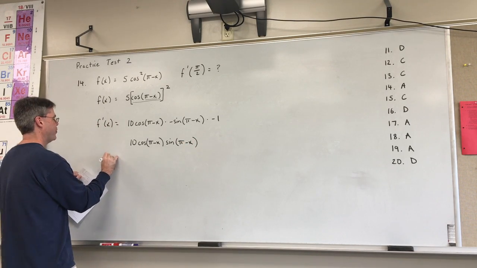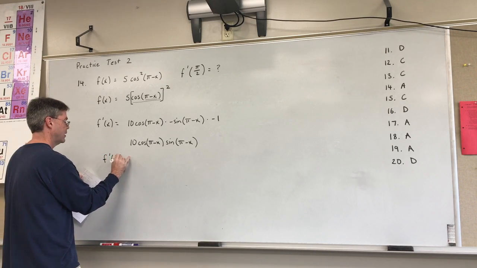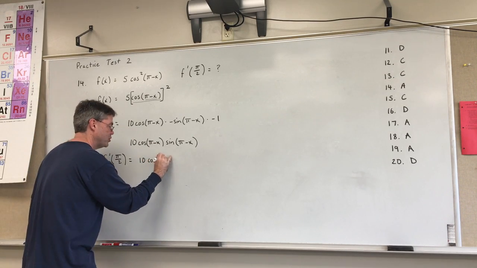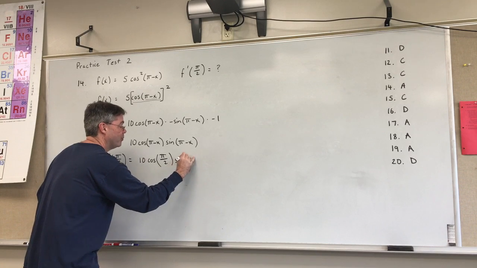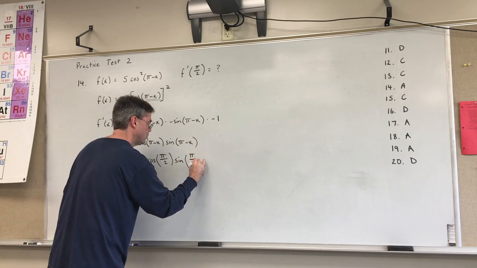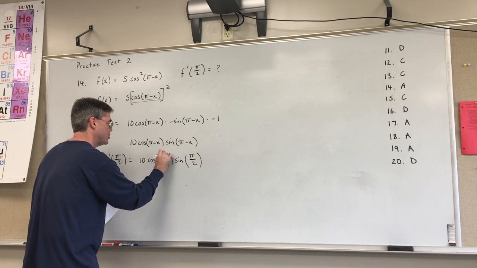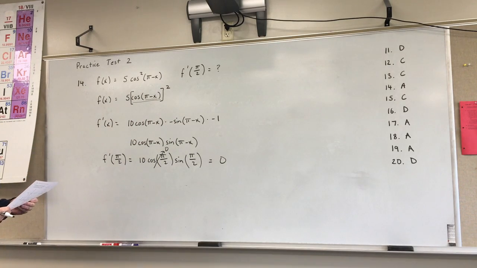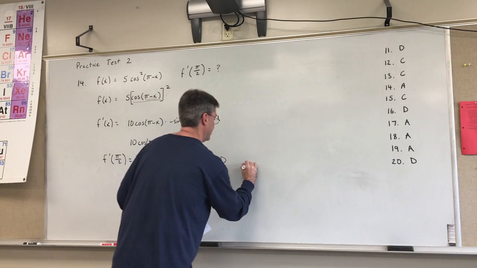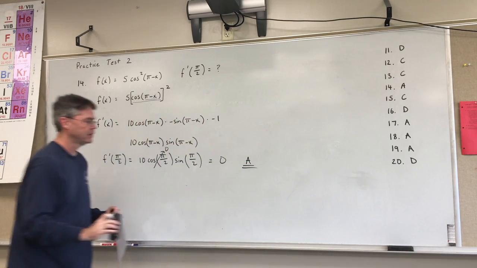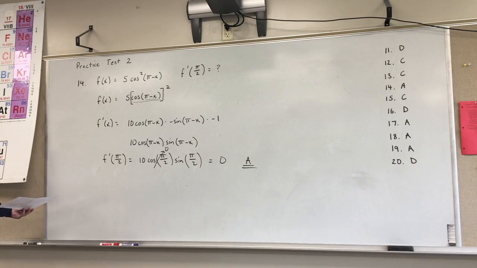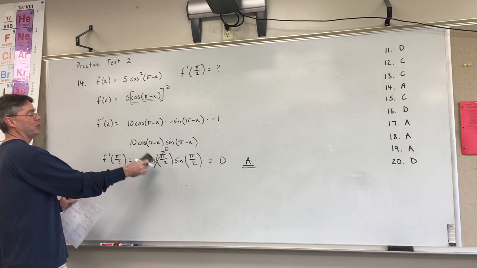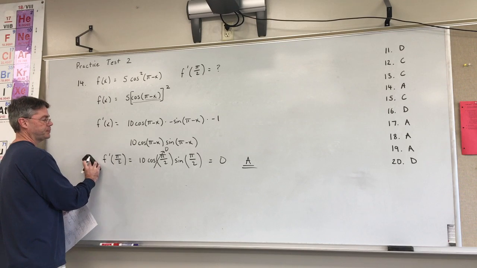All right, so what is f prime of pi over 2? That's going to be 10 cosine pi minus pi over 2 is pi over 2 times the sine of pi minus pi over 2 is pi over 2. Cosine of pi over 2 is just 0, so all that work to get a 0. So what's our option for 0? It's A. All right, all that work to get a 0, but hey, that's how it goes. And we did these exact kind of problems. So you do have to remember what the cosine and sine of pi over 2 is.